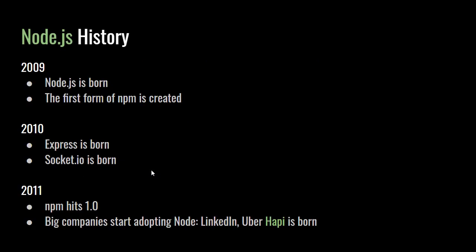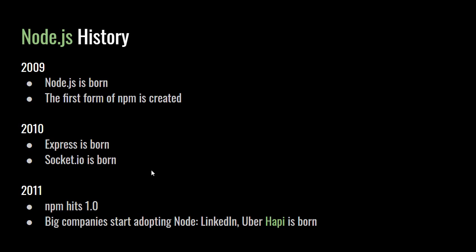2009. Now, talking now, it's probably 11 years old, right? Because it's 2020 right now at the time of this video. Node.js was born, and the first form of npm was created. Now we're going to talk about npm in the next module, but know that they closely go hand in hand. npm is the package manager, Node package manager, in fact, and we'll talk about that. The next year after that, Express was born. So Express is that API layer that's going to bridge the gap between the server and the web. We're going to get into that in other modules.